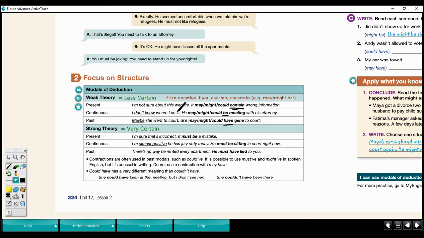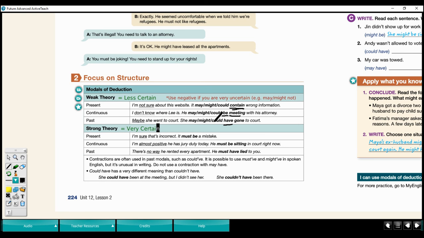I don't know where Lee is. He may be meeting with his attorney. And so you can use it in the present, the continuous, he may be meeting. You can also use it in the past. Maybe she went to court.